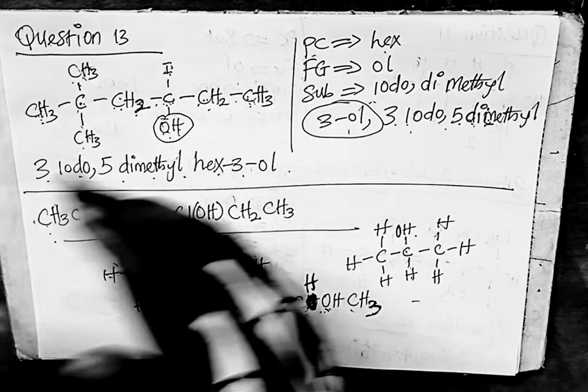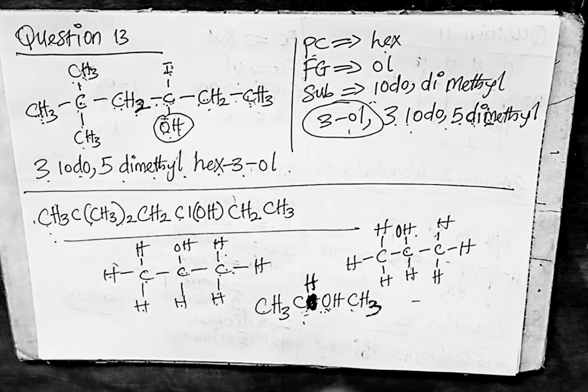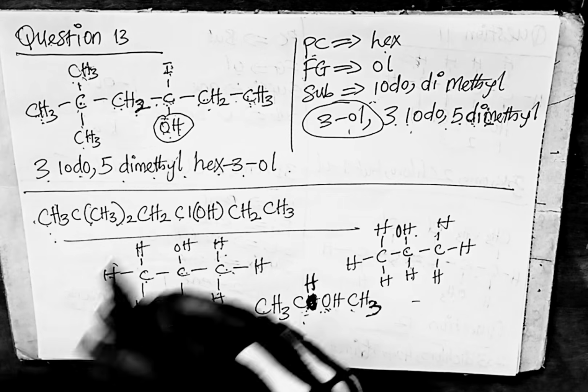So with this, we have come to the end of IUPAC nomenclature of organic compounds. Let's now treat IUPAC nomenclature of complex ions.